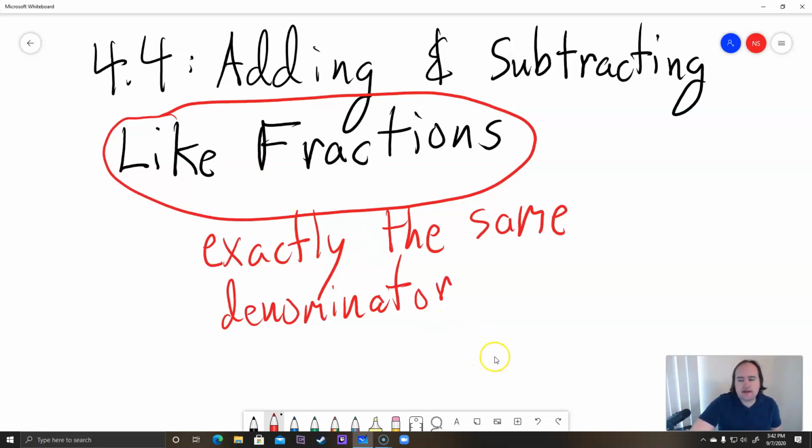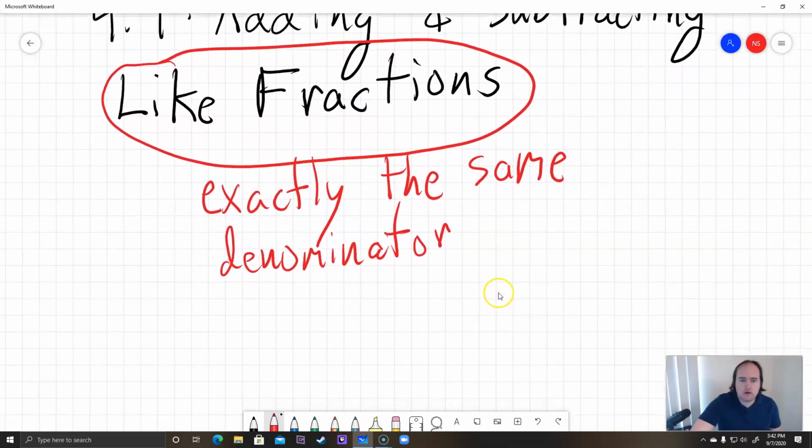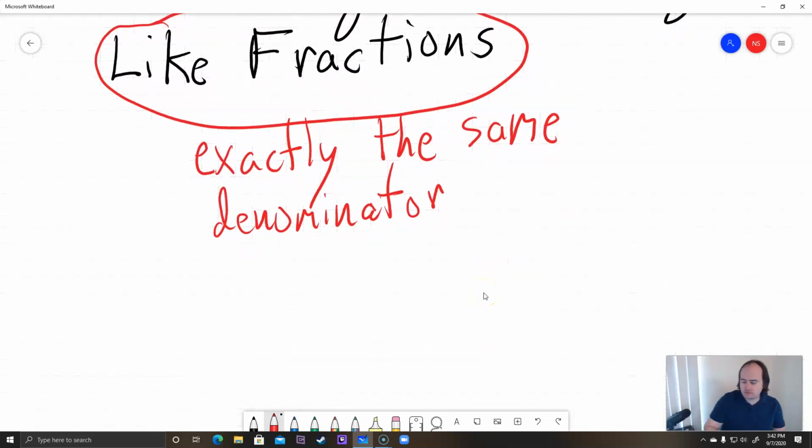All right, and it's actually a lot easier to add or subtract like fractions, so that's why we're learning about like fractions first. And then in the next video, we'll be learning about unlike fractions, which are more difficult. Okay, so we're going to do this by example.